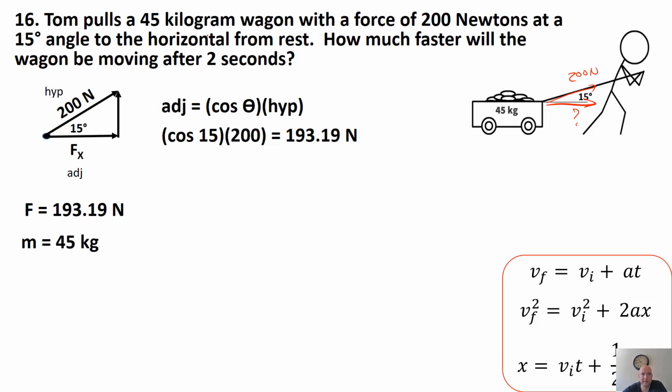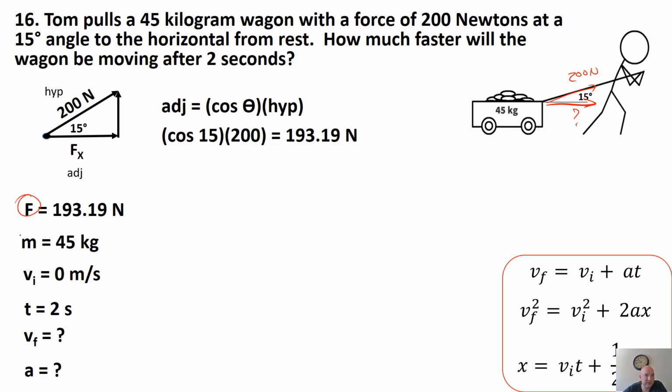So we pull all this other given information. It's a 45 kilogram wagon. It's going to start from rest here. We have a time of 2 seconds. We have a final velocity. It's trying to see how much faster the wagon will be moving after 2 seconds. So we're going to solve for VF.